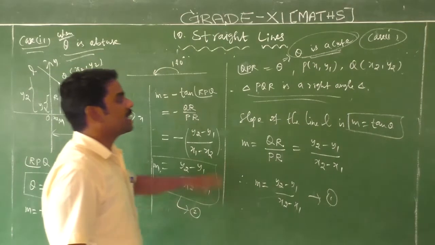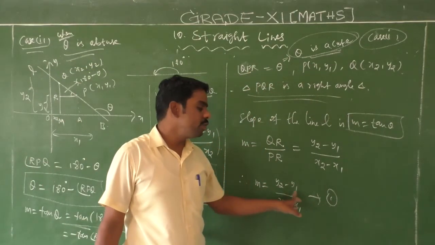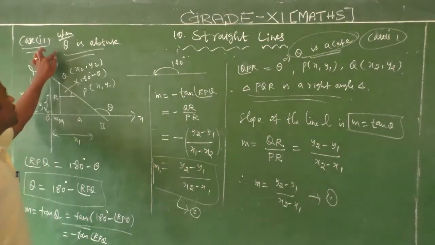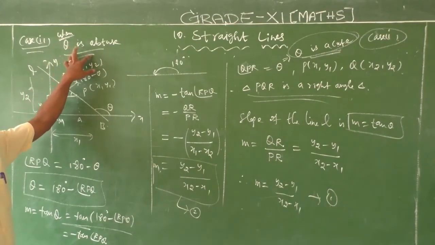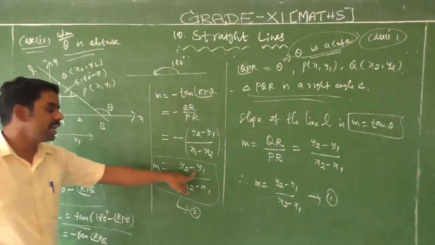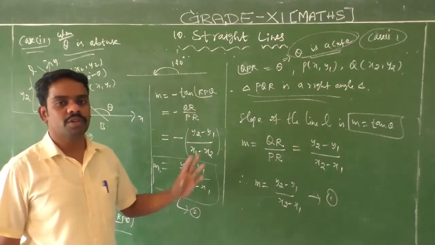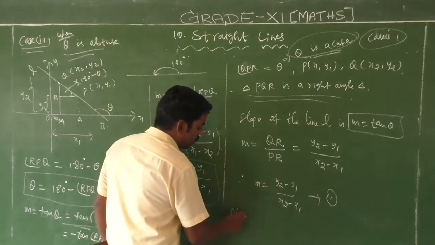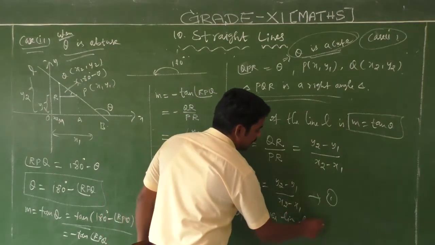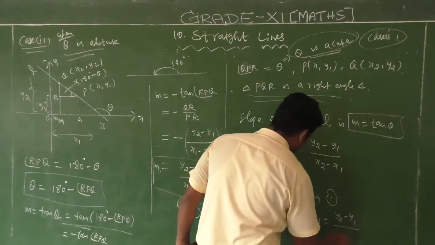When theta is an acute angle, case 1, from equation number 1, the slope of the line is (y2 minus y1) divided by (x2 minus x1). And when theta is an obtuse angle, the slope of the line L is m equal to (y2 minus y1) divided by (x2 minus x1). So from 1 and 2, both are the same. Therefore, the slope of the line L is (y2 minus y1) by (x2 minus x1).